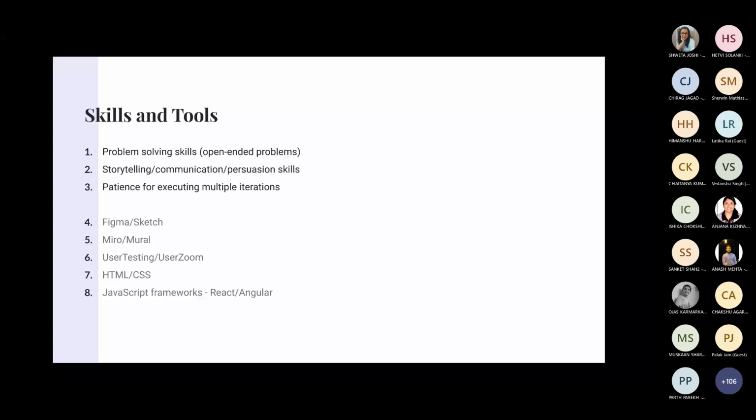And then patience for executing multiple iterations. So like I said, it's an iterative process. You constantly have to keep going back to redesigning, taking it to the user, taking their feedback, and then going back and making it better, going back again, and you're constantly iterating. And sometimes it needs patience to keep redesigning the same thing over and over again.